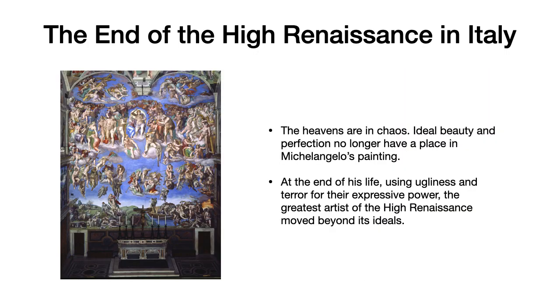The heavens are in chaos. Ideal beauty and perfection no longer have a place in Michelangelo's painting. At the end of his life, using ugliness and terror for their expressive power, the greatest artist of the High Renaissance moved beyond his ideals.